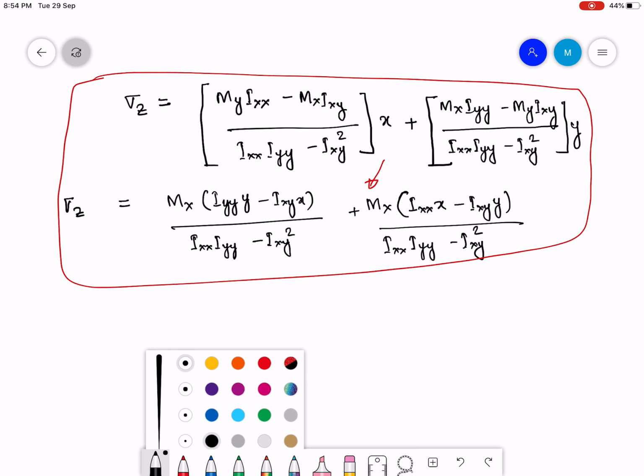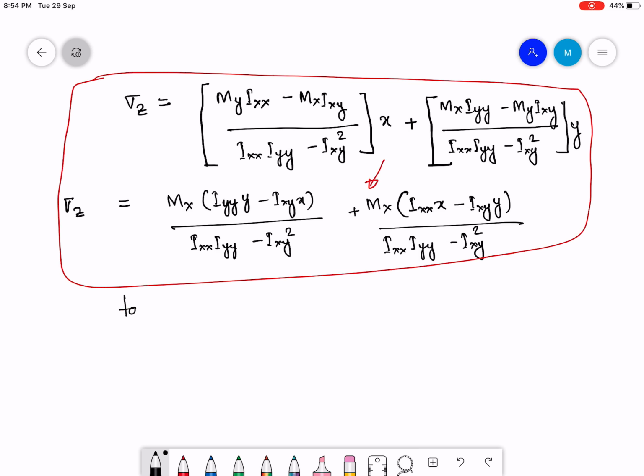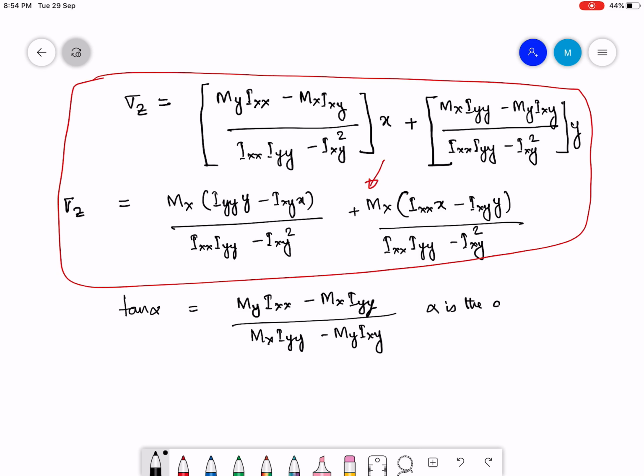Another thing that I know from whatever I have derived is that tan alpha is going to be equal to my ixx minus mx iyy by mx iyy minus my ixy, where alpha is the angle between neutral axis and x-axis.